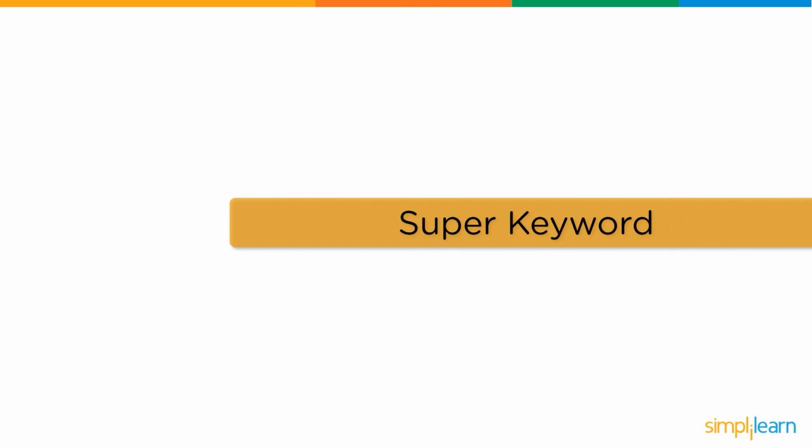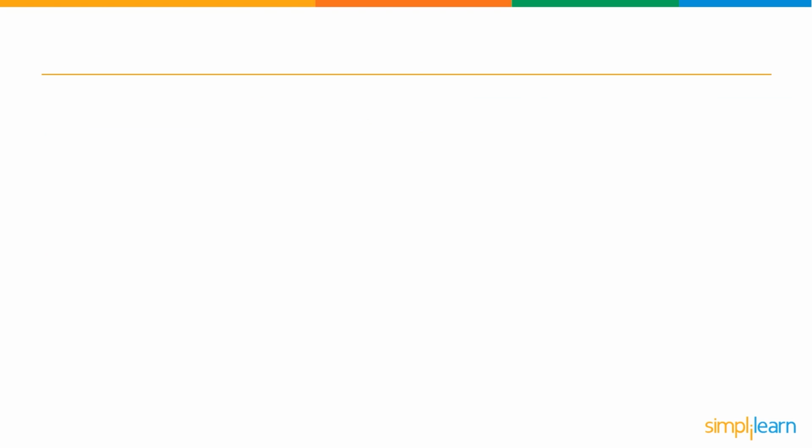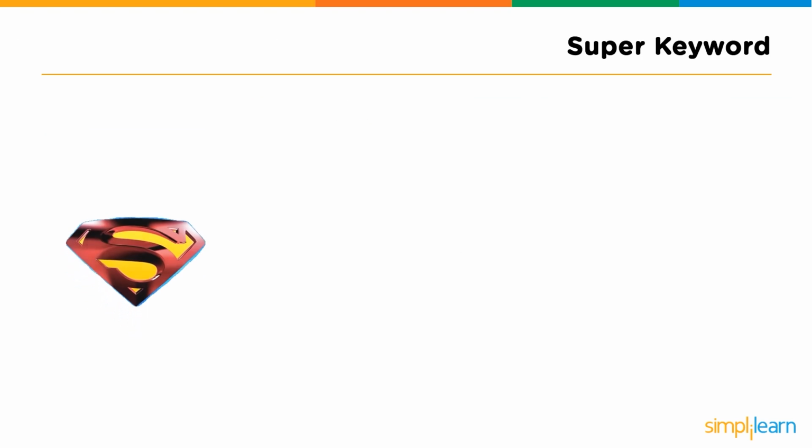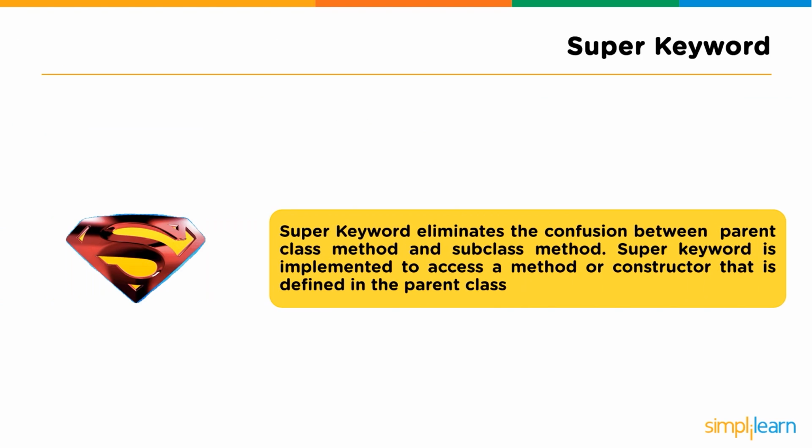This brings us to the super keyword. When we talk about the super keyword, it eliminates the confusion between parent class method and subclass method. The super keyword is implemented to access a method or constructor that is defined in the parent class.